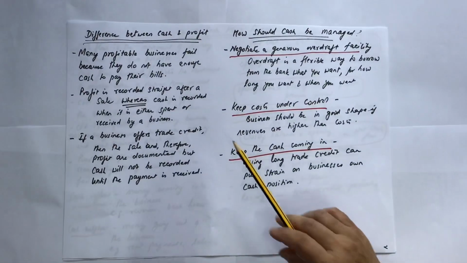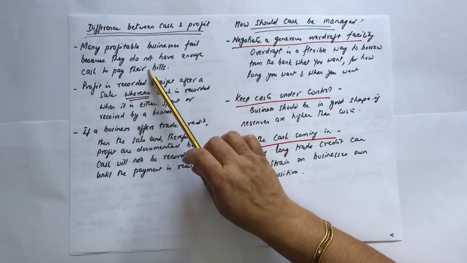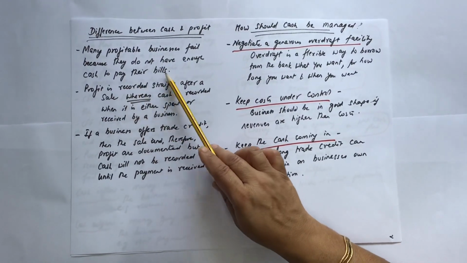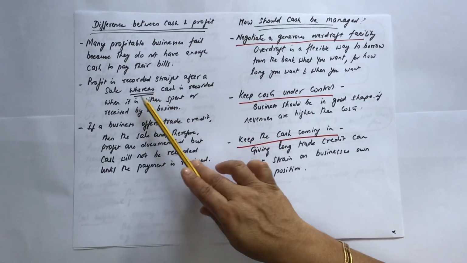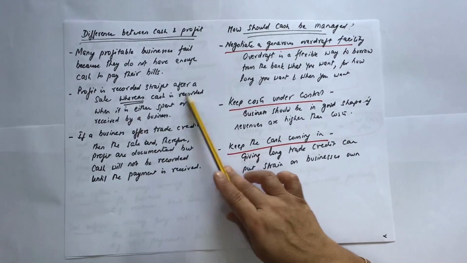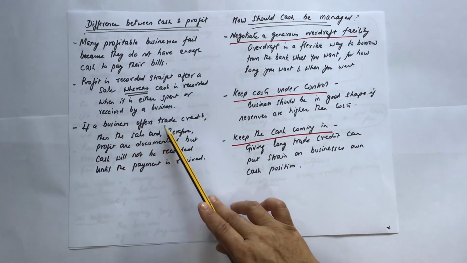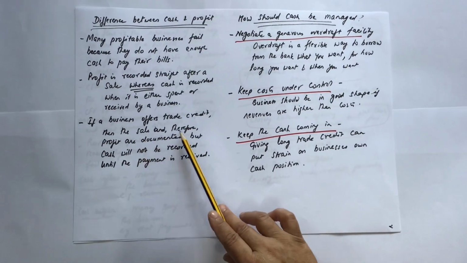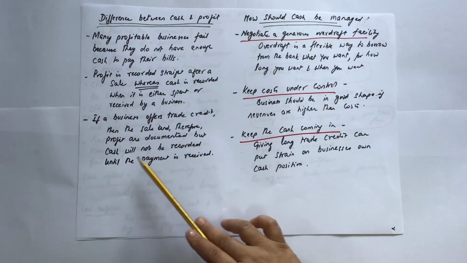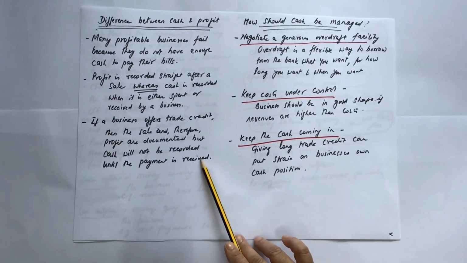Difference between cash and profit. Many profitable businesses fail because they do not have enough cash to pay their bills. Profit is recorded straight after a sale is made, whereas cash is recorded when it's either spent or received by the business. If a business offers trade credit, then the sale and therefore profit are documented, but cash will not be recorded until the payment is received.